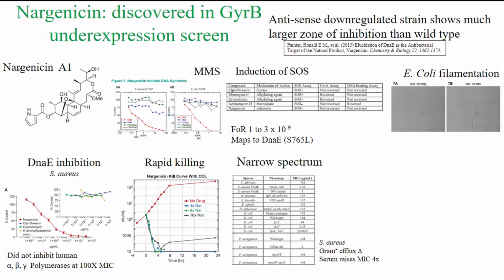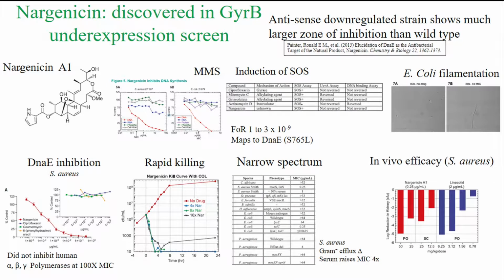But it has a narrow spectrum. In fact, in the gram-positives, it only kills staphs. In the gram-negatives, it will work if you can get rid of efflux. And so it's a sort of narrow spectrum. The serum effect is not too bad. It raises the MIC about 4-fold, so that's probably doable.